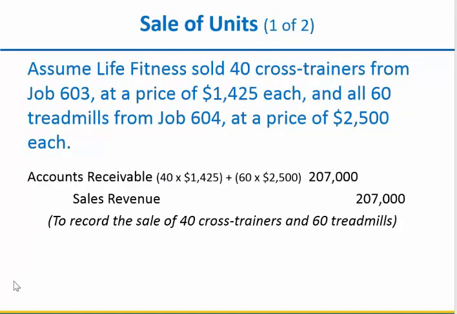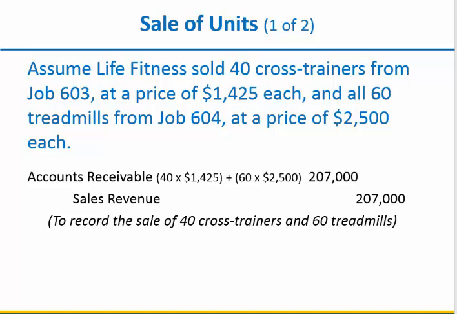So now you can actually go a step further. Let's assume that we can sell these units. So you may sell 40 cross trainers from job 603 at a price of 1,425 each, and all 60 treadmills from job 604 at a price of 2,500 each. So now you can compute accounts receivable by multiplying 40 units by 1,425 plus 60 units multiplied by 2,500. Together you have a 207,000 accounts receivable balance, right?